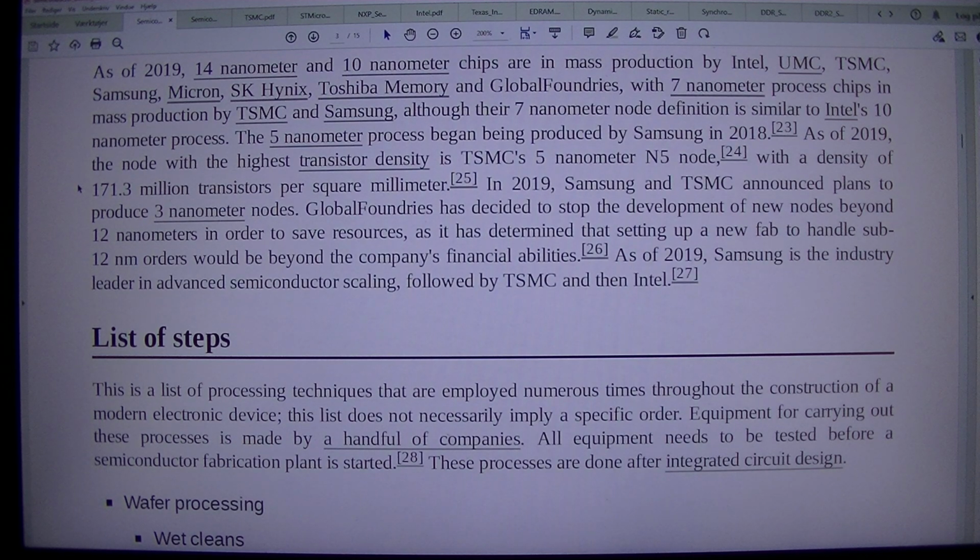GlobalFoundries has decided to stop the development of new nodes beyond 12 nanometers in order to save resources, as it has determined that setting up a new fab to handle sub-12 nm orders would be beyond the company's financial abilities. As of 2019, Samsung is the industry leader in advanced semiconductor scaling, followed by TSMC and then Intel.